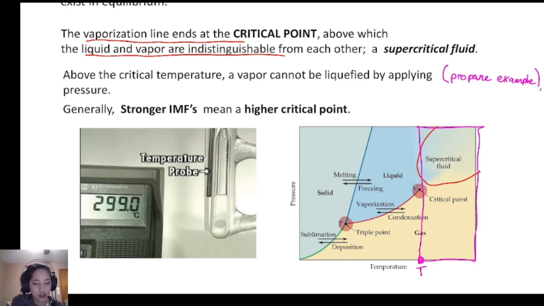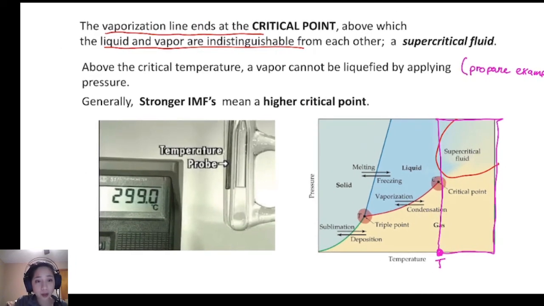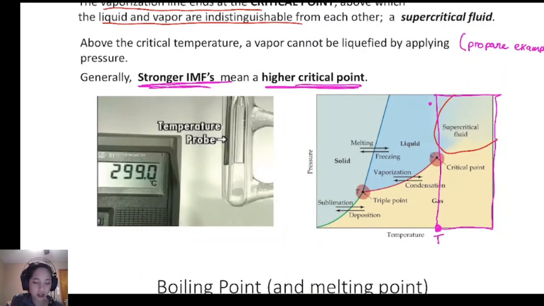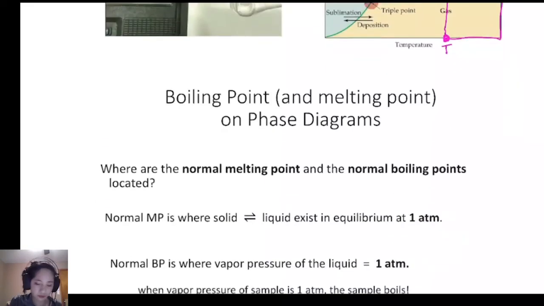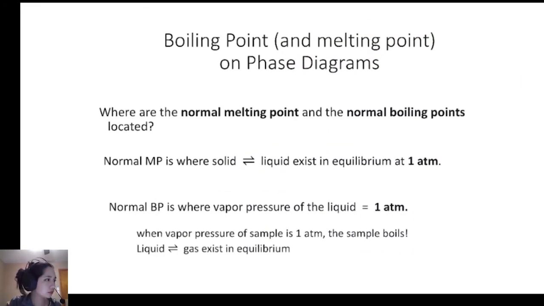Great. Okay. So here's a relationship I want you to memorize. Stronger intermolecular forces means a higher critical point. Higher meaning like it's higher. I think I have an example here. No, I think it's in the next slide.